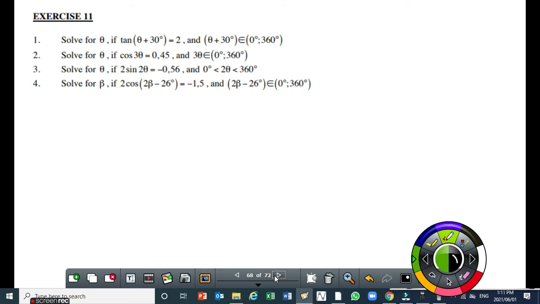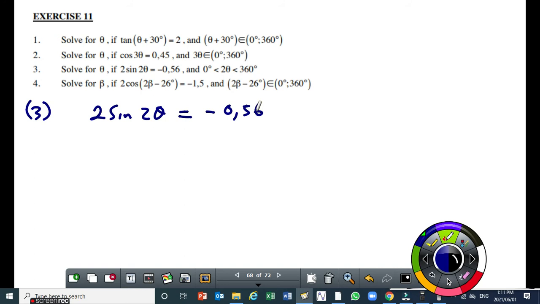These are also trig equations. They are similar to the ones that you did last year. So let me choose one with sine, like number 3. So we have 2 sine 2 theta is equal to minus 0.56. But now it says 2 theta lies between 0 and what? 360 degrees. Now I can solve this inequality.